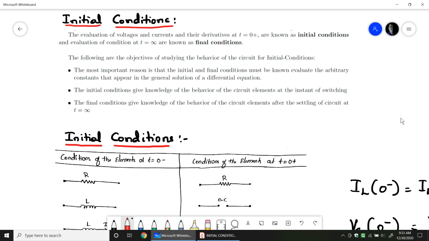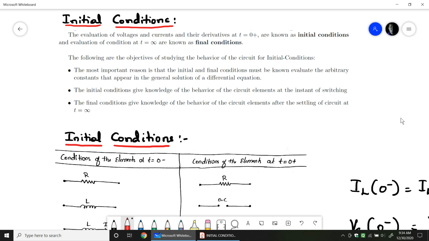Let's learn initial conditions in network theory. Okay, so what are initial conditions, and for what purpose are we going to learn them? We'll look at the objective of initial conditions, see a look-up table of initial conditions, and then see the procedure of solving problems using initial conditions.